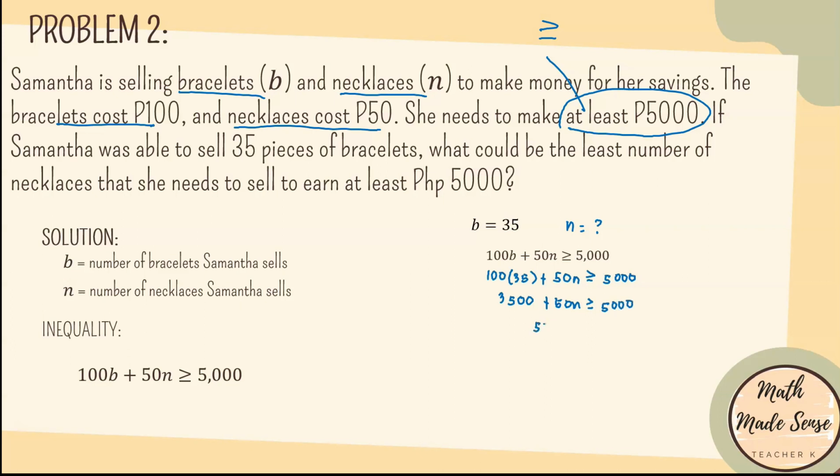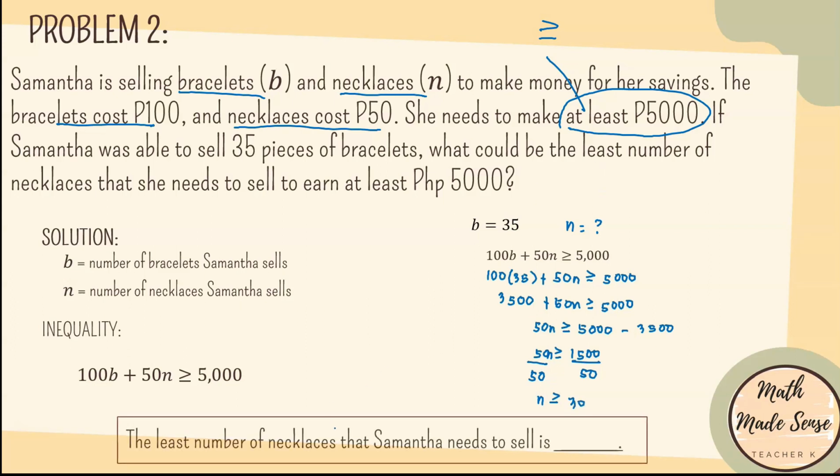So let's combine like terms. This will be 50N is greater than or equal to 5,000 minus 3,500, which is equal to 1,500. To solve for N, divide both sides by 50. So N is at least 1,500 divided by 50, which is equal to 30. Hence, the least number of necklaces that Samantha needs to sell is at least 30.